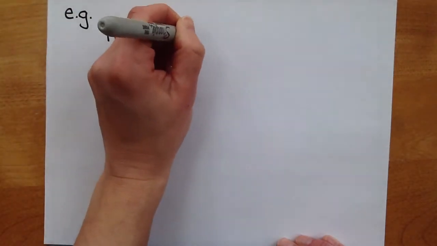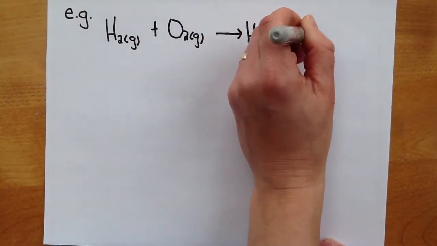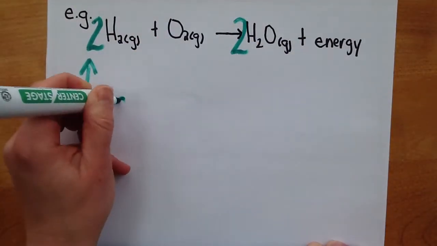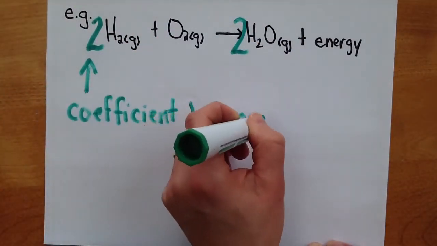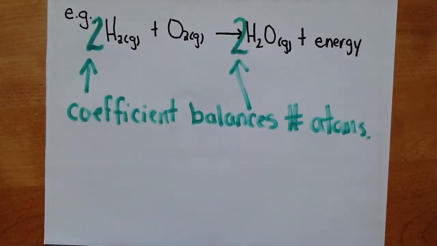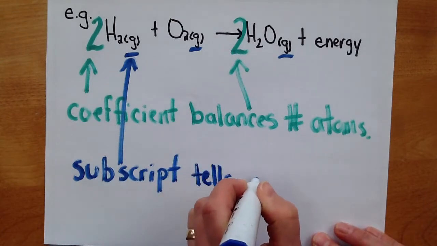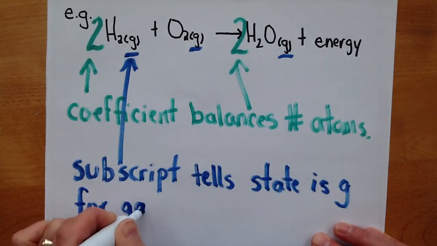This chemical reaction represents the formation of water. The coefficient placed in front of the hydrogen gas and water is used to balance out the atoms of hydrogen and the atoms of oxygen on both the reactant and the product side. The subscript simply states the substances are in a gaseous form.